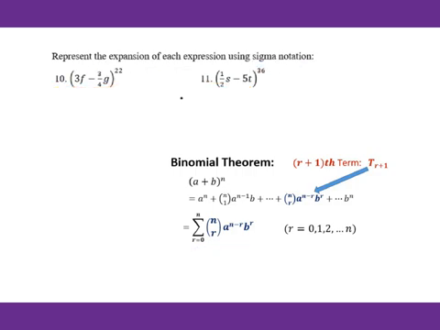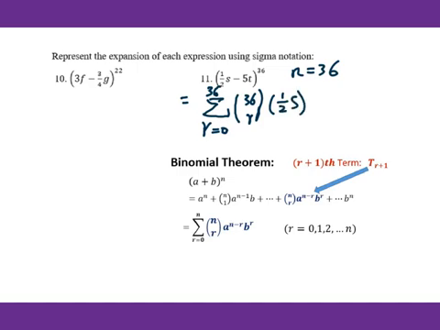For number 11, we know n equals 36. Therefore, r goes from 0 to 36. 36 choose r, then 1/2 s, we do 36 minus r's power times negative 5t to the r's power.